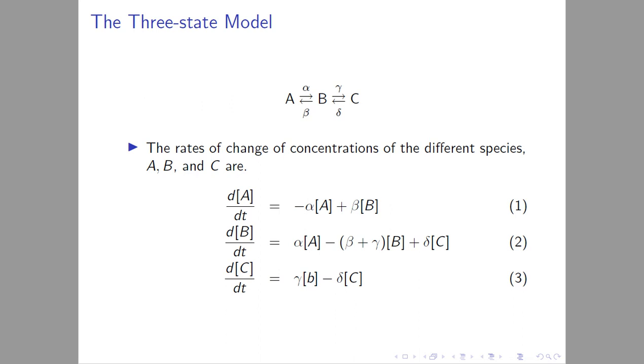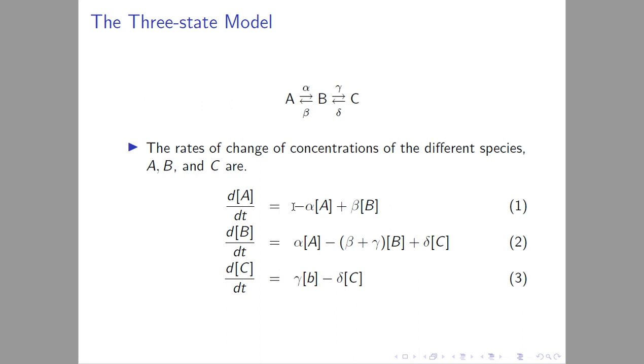Okay, so here is the rate of change of concentration of the different species A, B, and C. Again using dA over dt equals minus alpha A plus beta B, dB over dt equals alpha A minus beta B minus gamma B plus delta C, and dC over dt equals gamma B minus delta C.